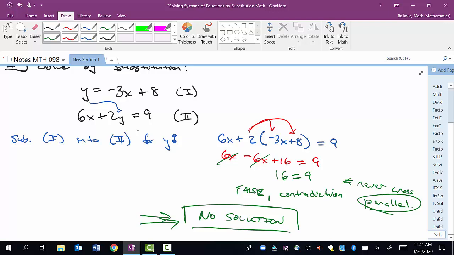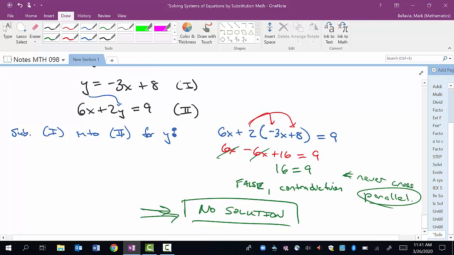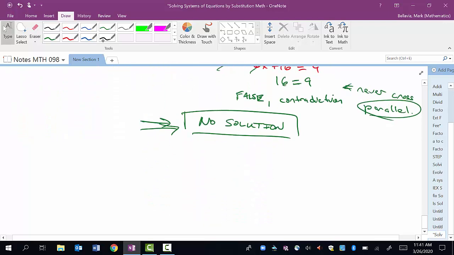It doesn't happen often, but it can happen, and if it does, you want to make sure that you know how to handle it. So if all your variables cancel out and you get something that's false, meaning a contradiction, then you know the answer is no solution because the lines are parallel. Let's take a look at one more.